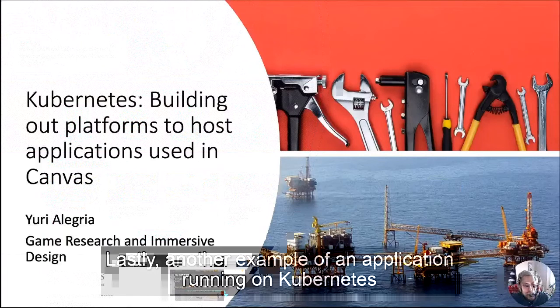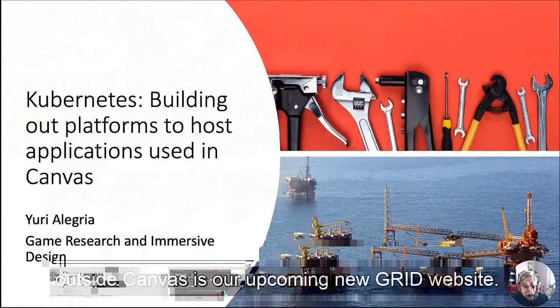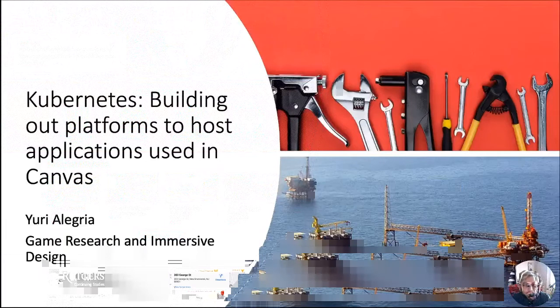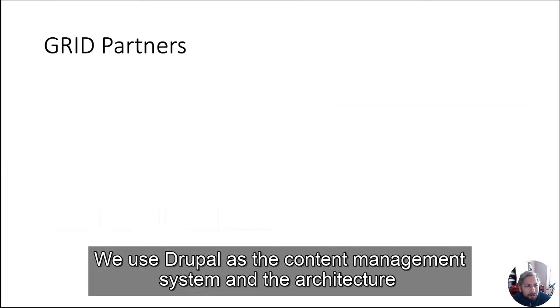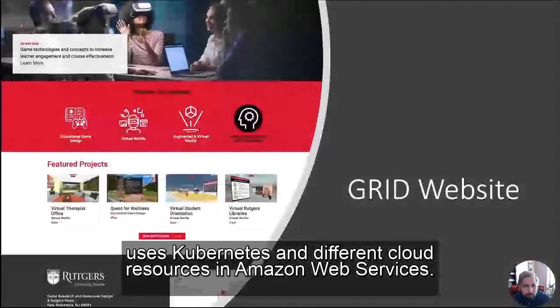Lastly, another example of an application running on Kubernetes outside Canvas is our upcoming new Grid website. We use Drupal as the content management system, and the architecture uses Kubernetes and different cloud resources in Amazon Web Services.